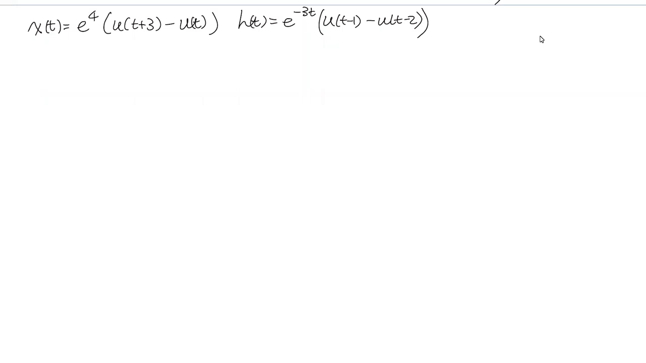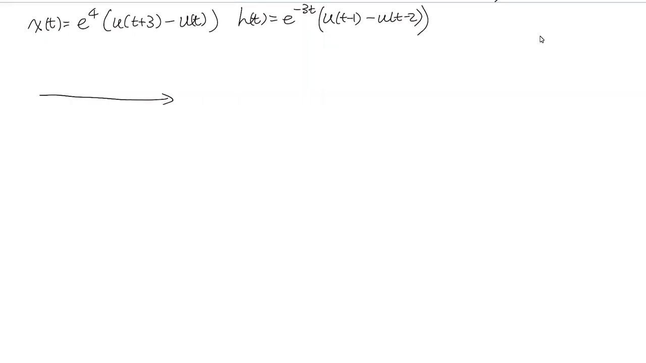So we have two things. Let's draw them separately. The first one is a function that, from negative 3 to 0, has a value of 1, and for all other locations, a value of 0. Of course, it's scaled by a scaling factor e to the 4th. This is a constant, e to the 4th, not e to the 4t. The horizontal axis is t. So this is x of t.